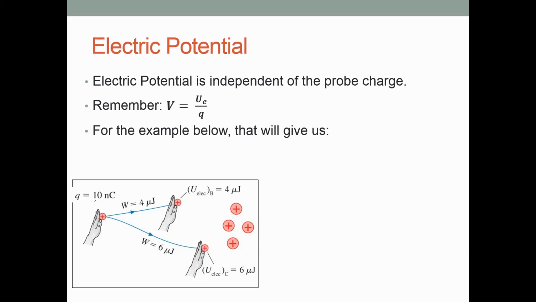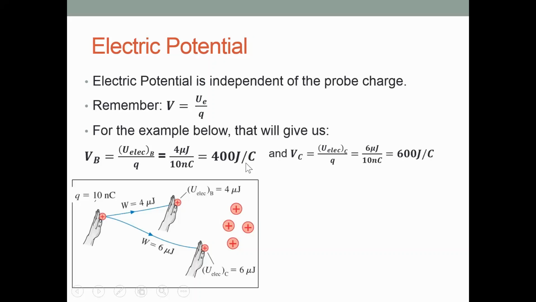So let's look at the example from before. We know the electric potential here, but we also know the charge we used was 10 nanocoulombs. So that means the potential at point B is equal to the 4 microjoules divided by the 10 nanocoulombs, and that gives us an electric potential at point B of 400 joules per coulomb. Likewise, at point C, 6 microjoules divided by 10 nanocoulombs is 600 joules per coulomb.